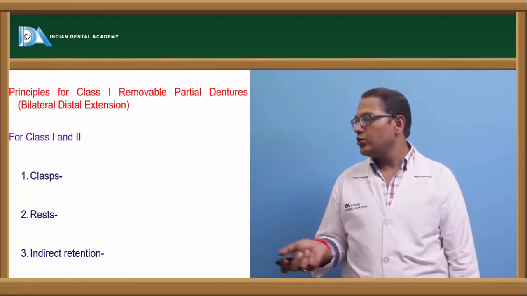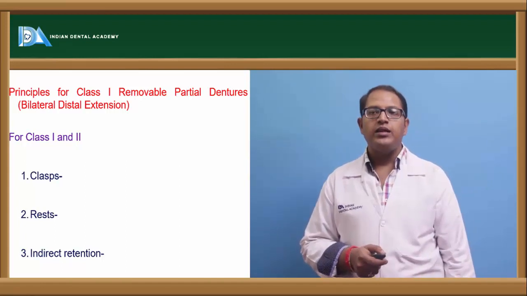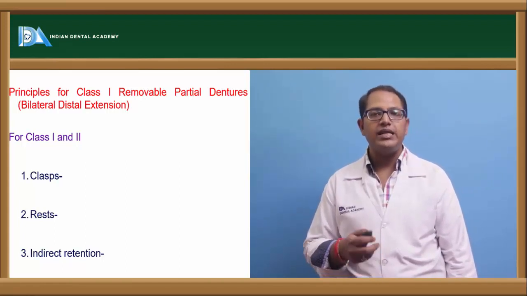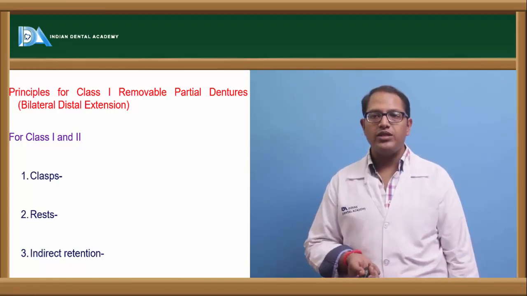For class 2, usually 3 clasps are designed. The distal extension side can be designed similar to that of class 1. The reciprocal arm should again be rigid.